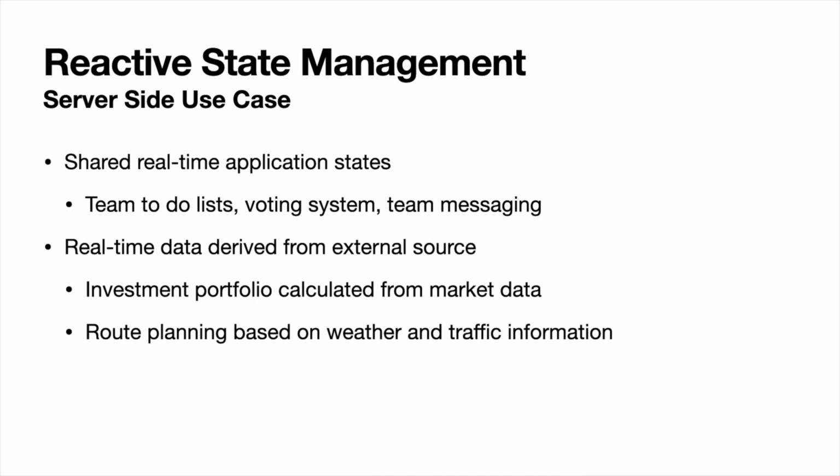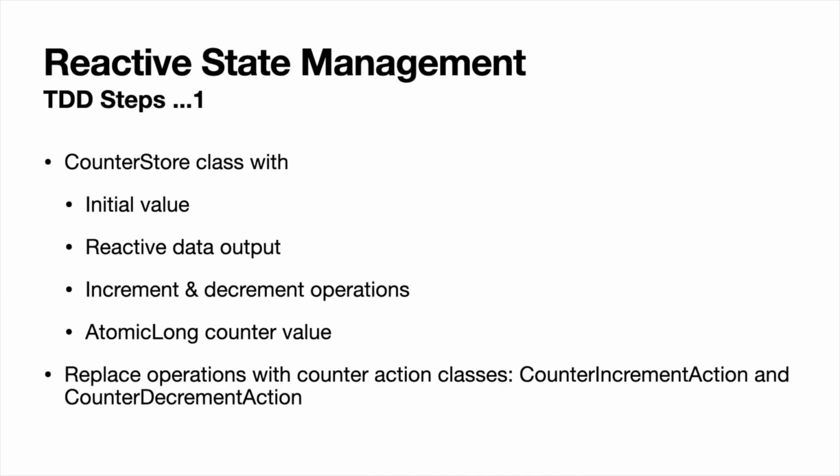Use cases for the server side would include things like sharing real-time application states, for example in team to-do lists, voting systems, team messaging systems, or having real-time data derived from external sources. For example, you might have an investment portfolio that's calculated from market data, or route planning functionality that's based on weather and traffic information. In addition to just implementing the classes, we'll be using TDD to evolve the design and implementation.